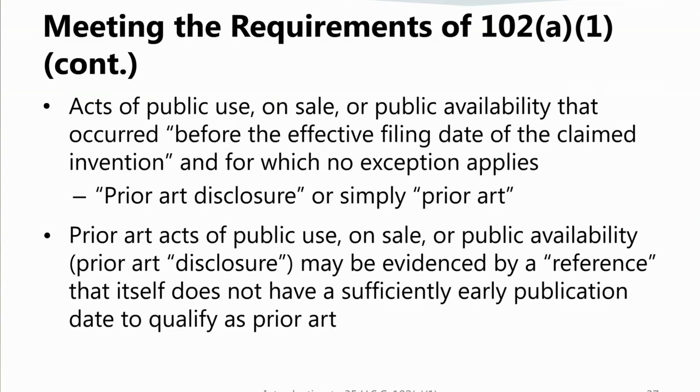Similarly, any act of public use, on sale, or public availability that happened before the effective filing date of the claimed invention would be considered prior art relative to the claimed invention, provided that no exception applies. Such acts can be called prior art disclosures or simply prior art. Again, we want to make a distinction here between the actual acts of public use, on sale, or public availability that would be prior art to a claimed invention and the evidence used to establish the act. It must be noted here that the reference or evidence used to establish the act does not itself have to qualify as prior art, but it must provide enough information to establish that the actual act being relied upon occurred before the effective filing date of the claimed invention.